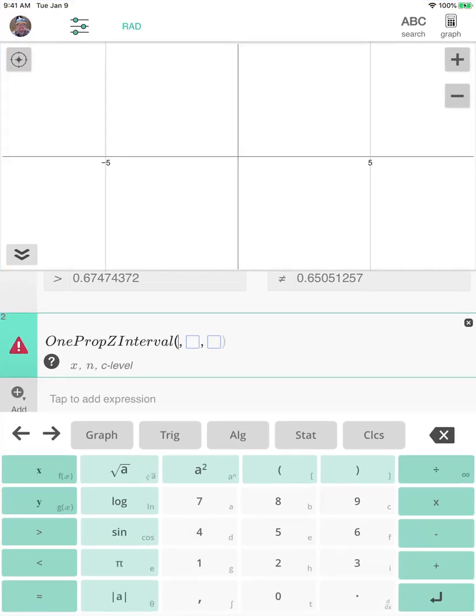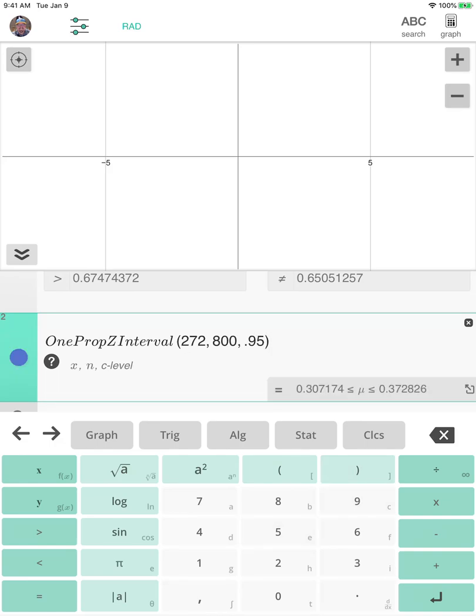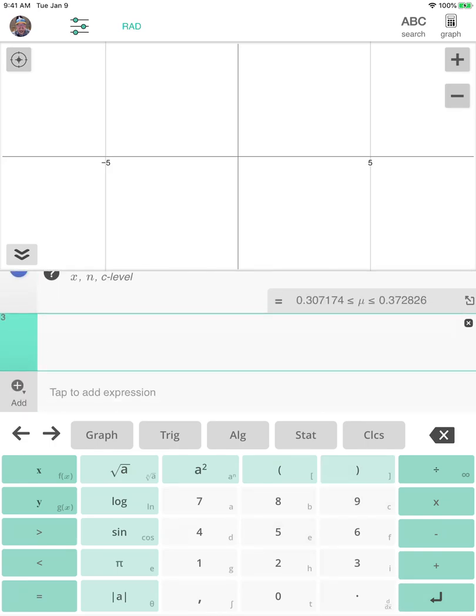Okay, so I go to my calculator, I put in 272. I put in 800. And I put in my confidence level, which is 0.95. And so I get a confidence interval of 0.307 to 0.373.